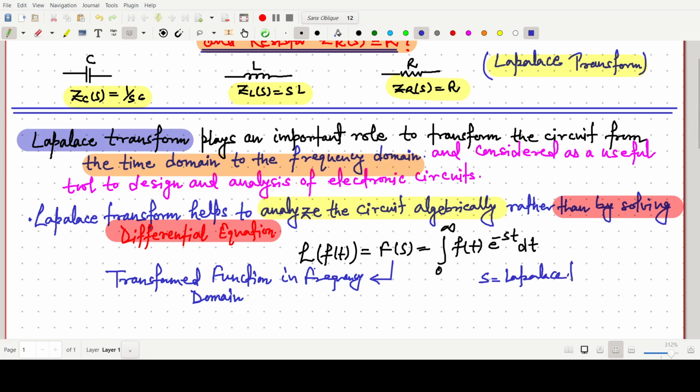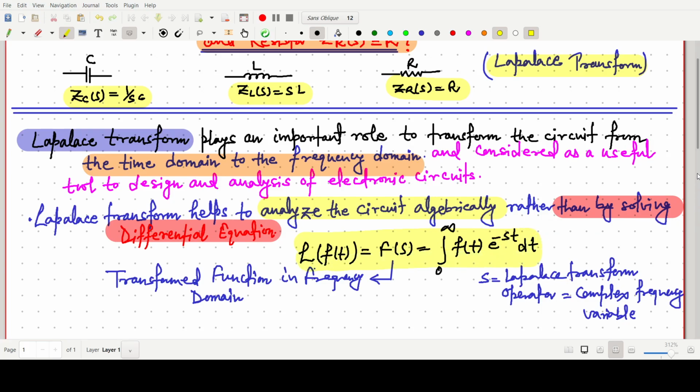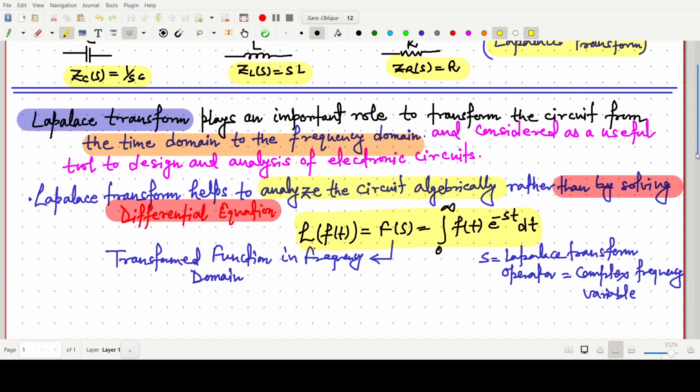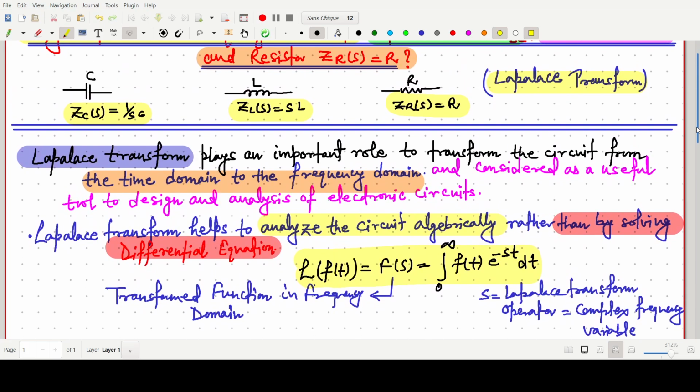Sometimes it is also called the complex frequency variable. So this is also a very important formula, and very useful. Clear. So now we will go for the fundamental question: why is impedance written like this?